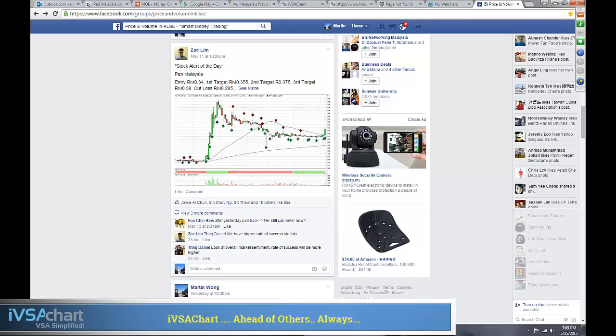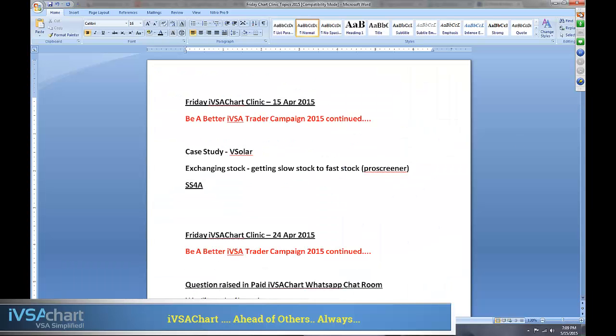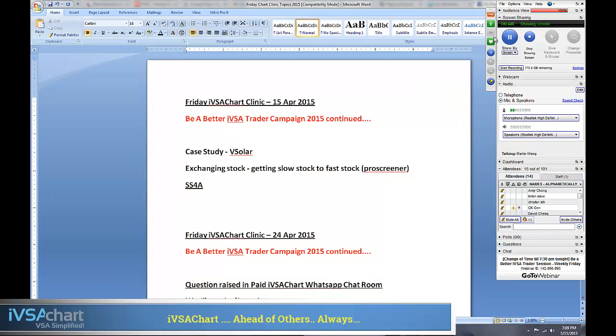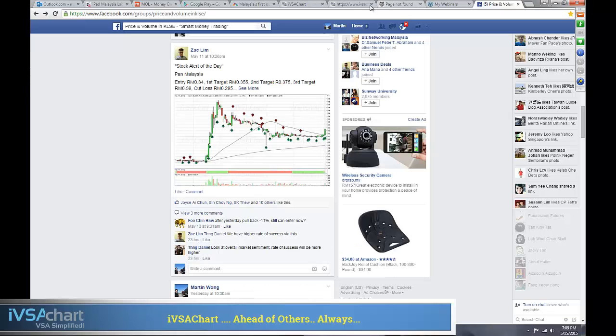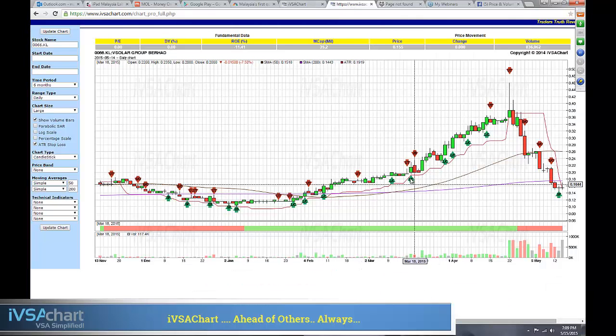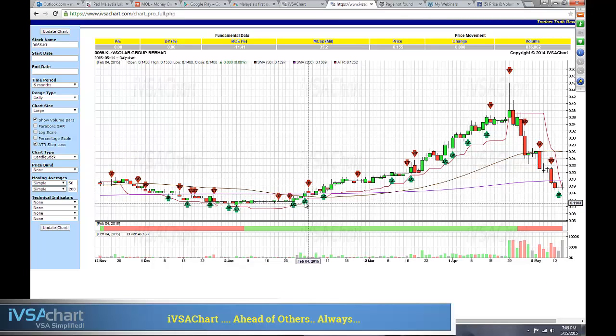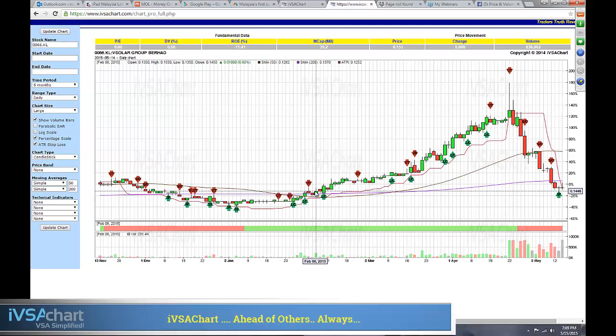So let's go on to what we have in here, a case study on V Solar. Okay, a case study on V Solar, which is really good. This is the chart. Now V Solar, like it or not, when the first line change appeared somewhere around here, breaking through, and if you use the percentage scale, somewhere around here, which is 0 to almost 120% return. At the first instance, when you see UT, this is upthrust. Okay, upthrust is synonymous with a sign of weakness.